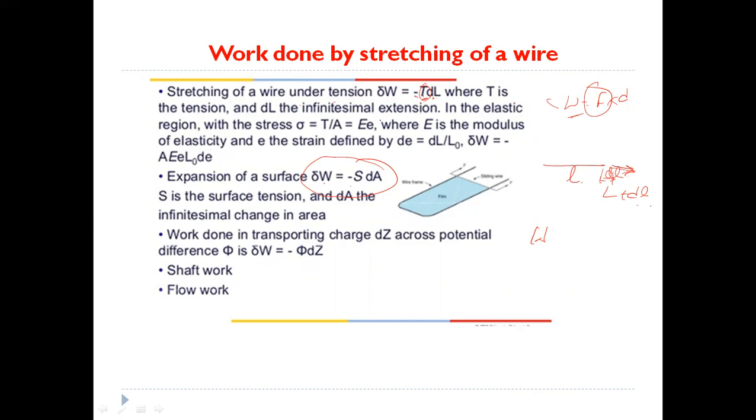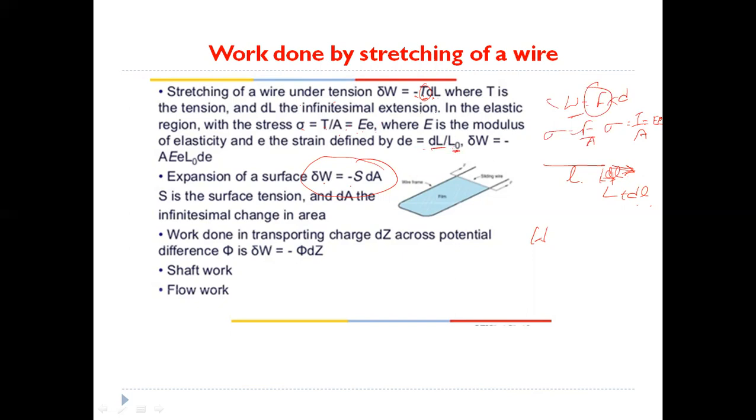So here sigma, or T, can be replaced: stress is given by force per area. Generally we know that stress is equal to force per area. So in stretching of a wire, sigma is given by tension by area. Sigma can also be written in terms of Hooke's law as E into epsilon, or E into strain. So tension per area is equal to E into strain, where E is the Young's modulus and small e represents the strain. The definition of strain is change in length by actual length, where the actual length is L naught.